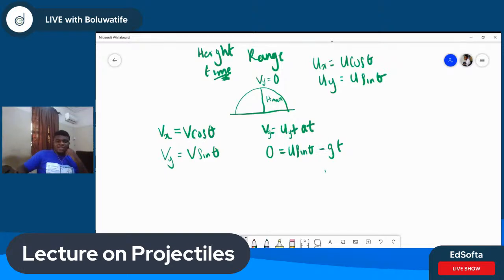Now I'm trying to make t the subject of the formula, so I take minus gt to the other side. So what do I have? gt equals u sine theta. I divide both sides by g, this cancels out, and I have t equals u sine theta over g.